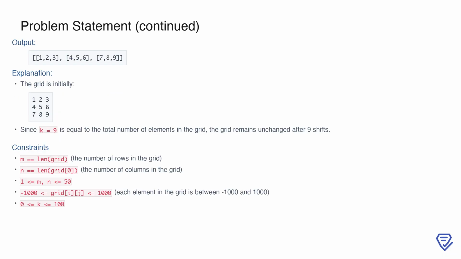In the third example, the grid is once again a 3x3 matrix containing the numbers from 1 to 9, but this time k is equal to 9. Notice that the total number of elements in the grid is also 9. This means that every element will return to its original position after 9 shifts. As a result, the grid remains unchanged, and the output is the same as the input. Row 1 contains 1, 2, 3, row 2 contains 4, 5, 6, and row 3 contains 7, 8, 9.